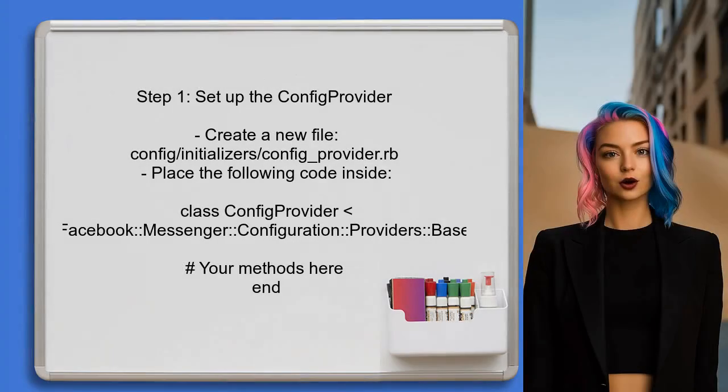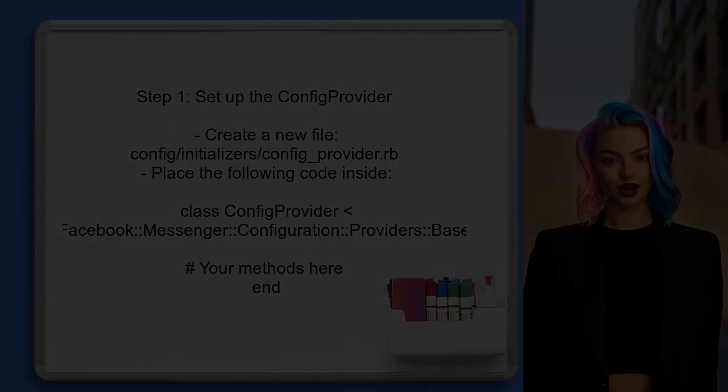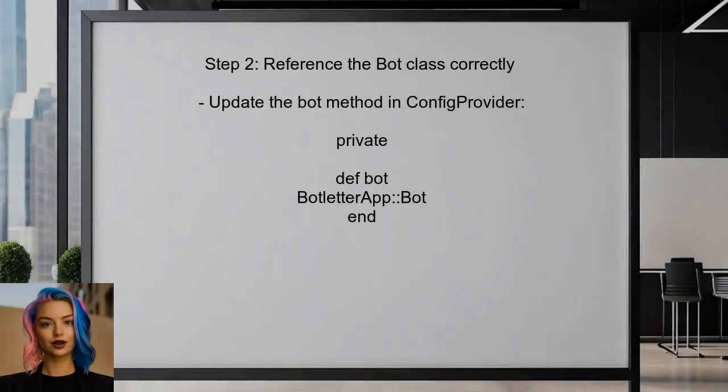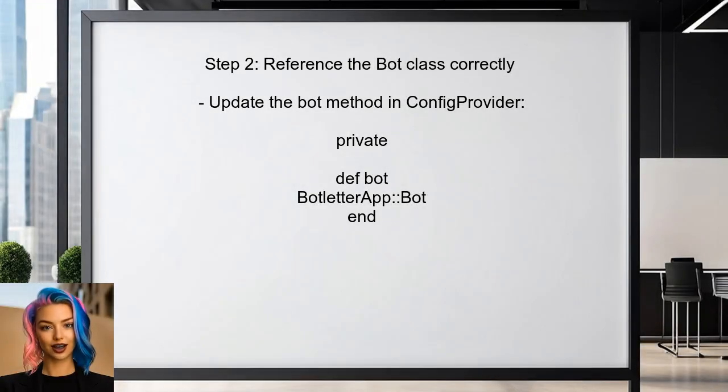To begin resolving the user's issue, we need to ensure that the configuration provider is correctly set up. The user should place the config provider class in a dedicated file within the initializers directory. Next, the user should ensure that the bot method correctly references the bot class. This is crucial for the configuration to work properly.